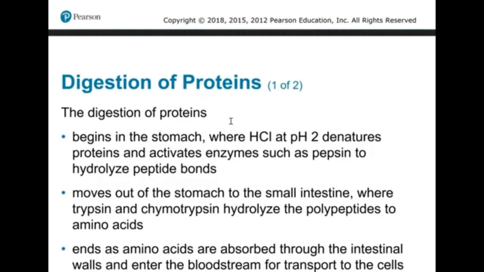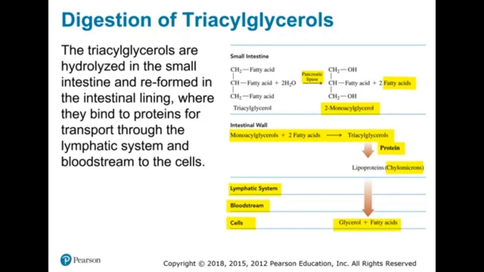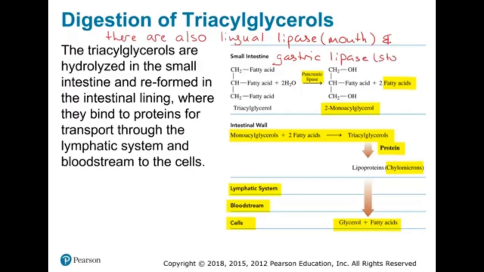So what about proteins? First, I'm going to put a little note that there are also lingual lipase, the enzyme which is in the mouth, and gastric lipase, which obviously is within the stomach.